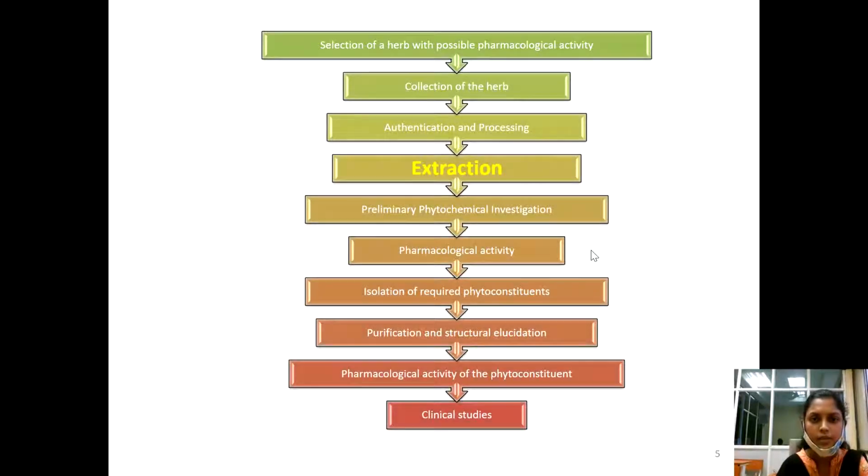The schematic representation for the scheme is: selection of a herb with possible pharmacological activity, collection of the herb, authentication and processing, then extraction. After the extraction, the extract should be subjected to preliminary phytochemical investigation, pharmacological activity, isolation of required phytoconstituents, purification and structural elucidation, pharmacological activity of the phytoconstituents, then clinical studies.